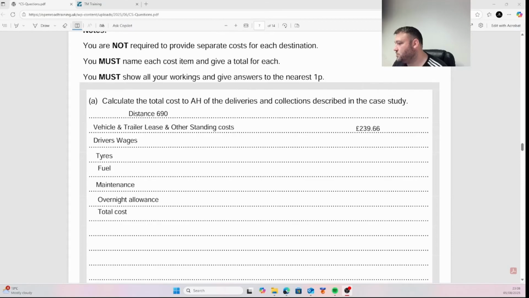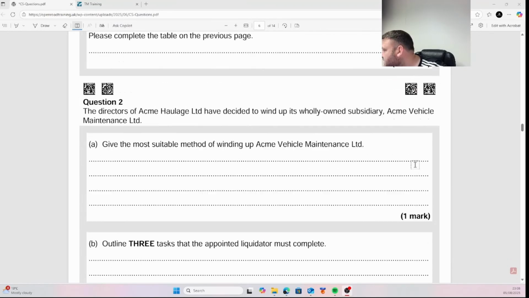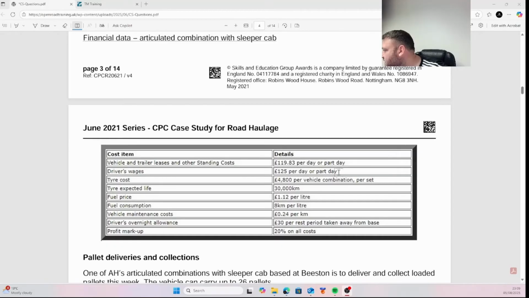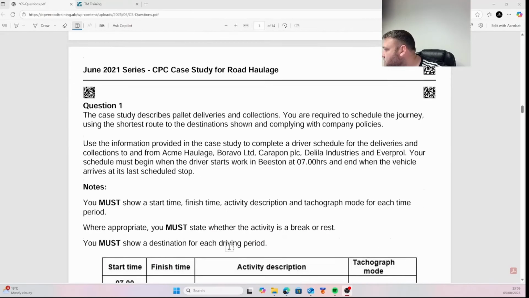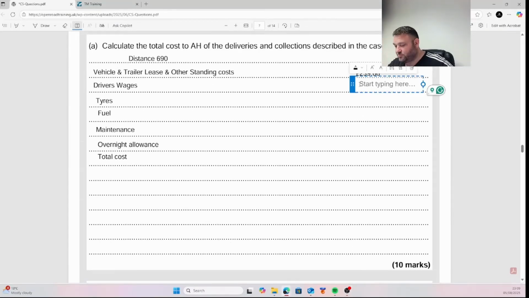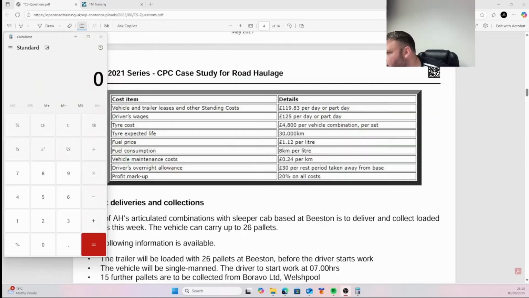£239.66. So using the list we have in the case study, all I've done is I've copied down every item that is on the list. So we have the vehicle and trailer lease and other standing costs at £239.66. Driver's wages, let's go back and see. Driver's wages, 125 per day or part day. So as we know, it's more than 1 day, which means it's counting as 2. Driver's wages, 125 times 2, nice and easy, £250 for driver's wages.